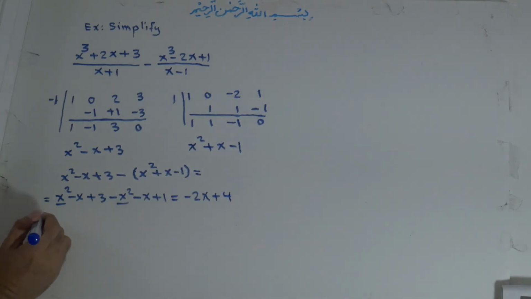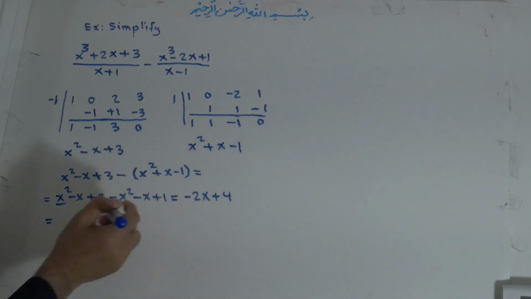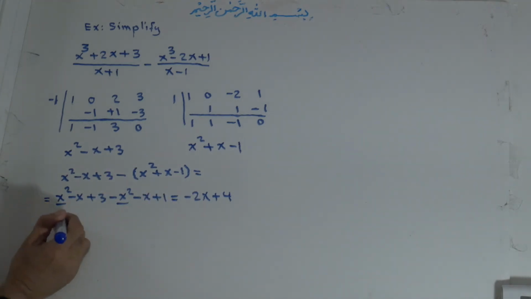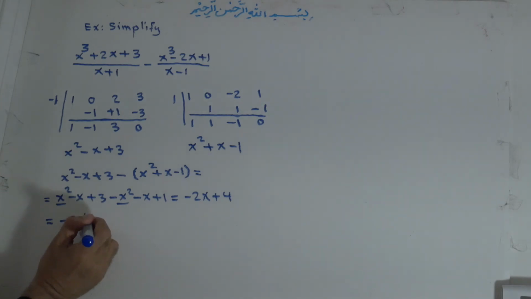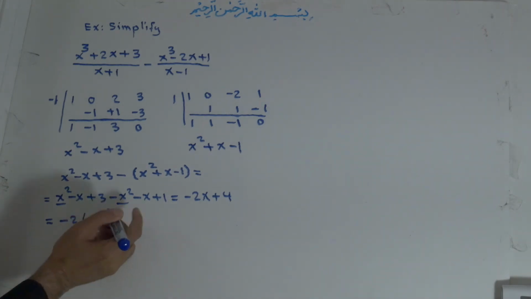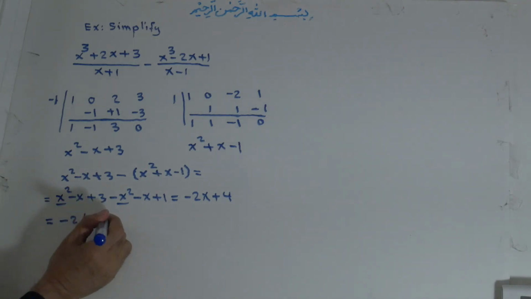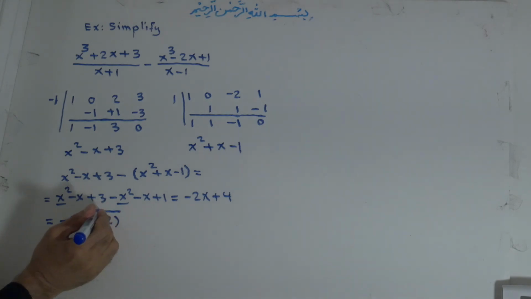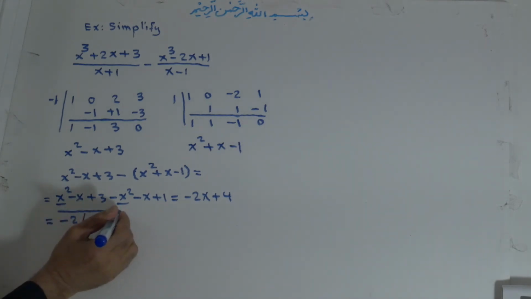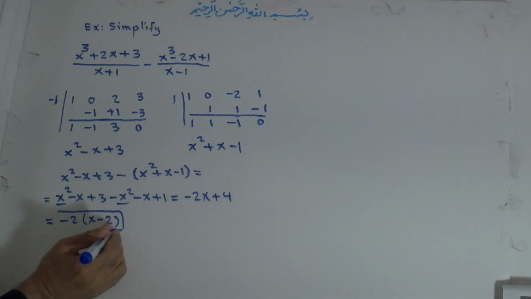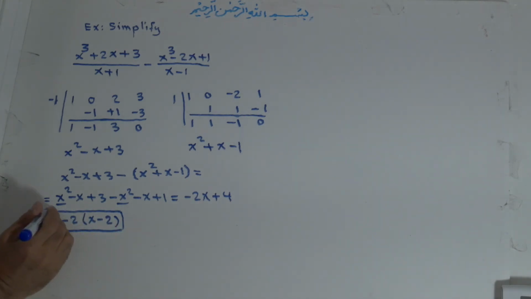Now here, what is common in this one? Common is negative 2. So negative 2 times x is negative 2x. Negative 2 times what gives 4? 4 divided by negative 2 is negative 2. So the result for this one is minus 2 times x minus 2.